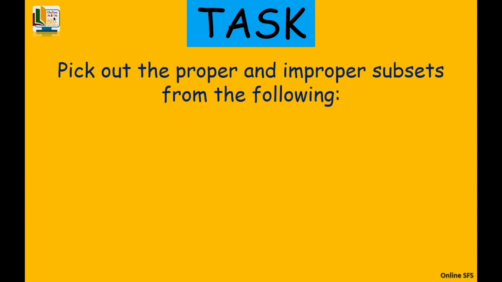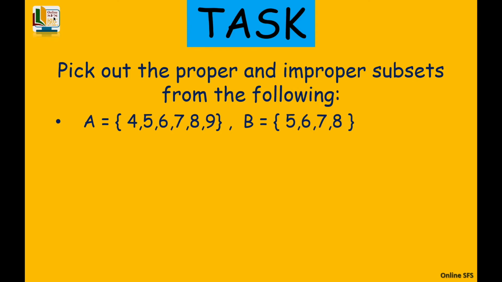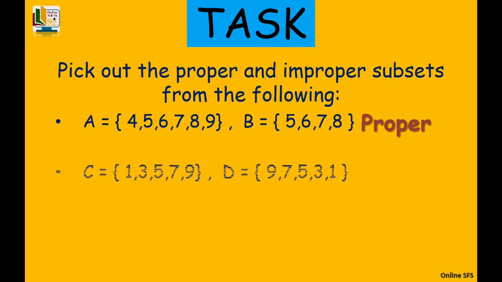Here's a task for you. Pick out the proper and improper subsets from the following pairs of sets. The first one is A equals {4, 5, 6, 7, 8, 9}, B equals {5, 6, 7, 8}. The answer will be that B is a proper subset of A as A has two extra elements. The next pair of sets is C equals {1, 3, 5, 7, 9} and D equals {9, 7, 5, 3, 1}. Here, these are improper subsets of each other as both of the sets C and D have the same elements in them.